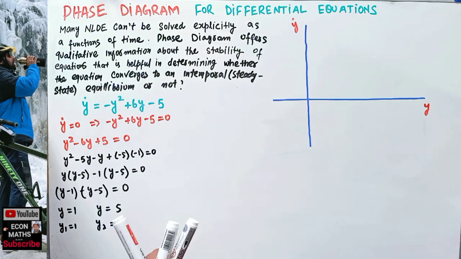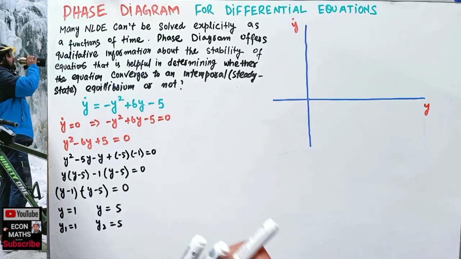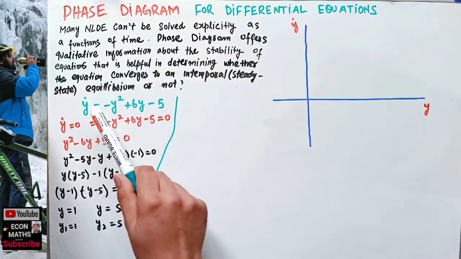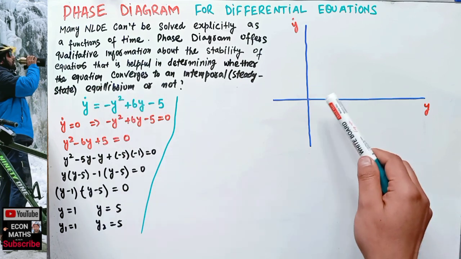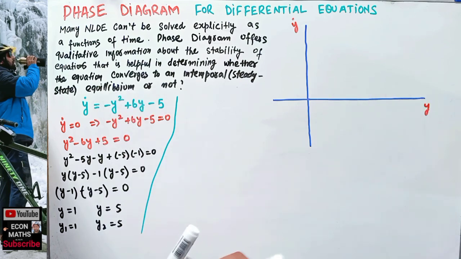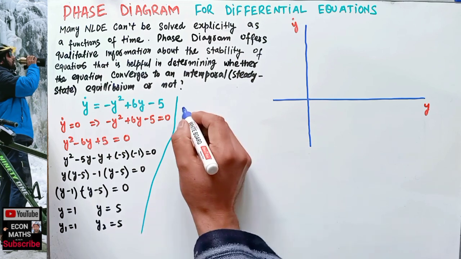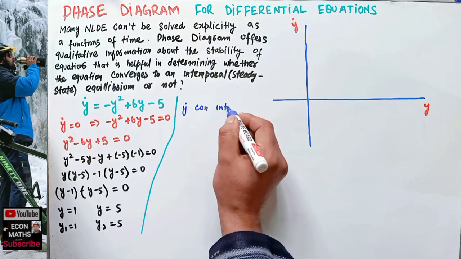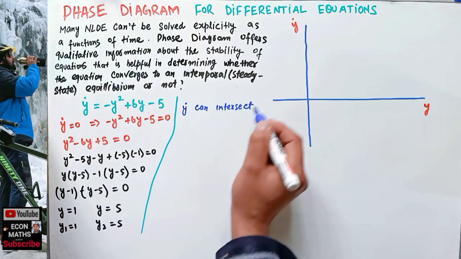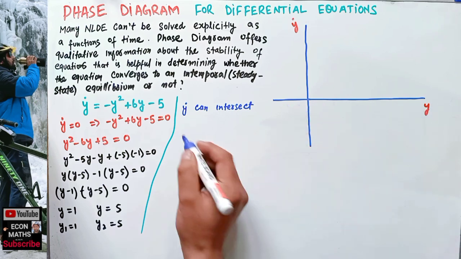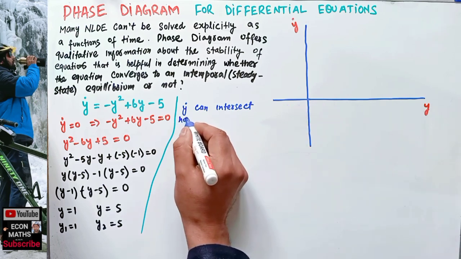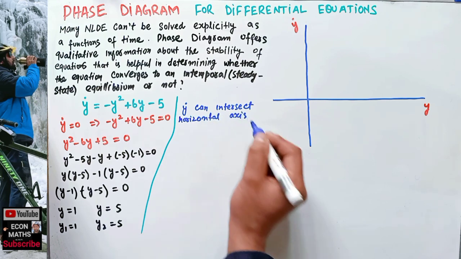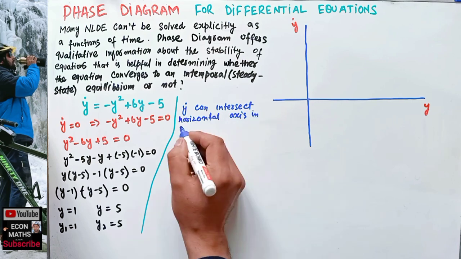Now there are two things here. Y dot can intersect the horizontal axis in two ways.